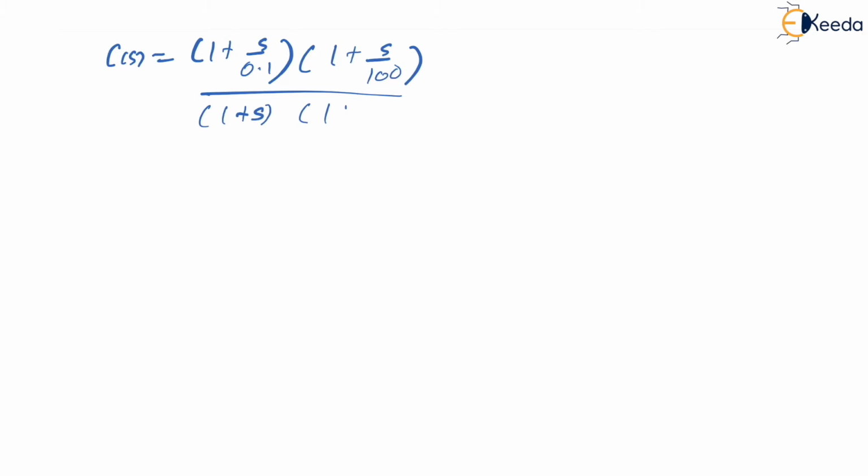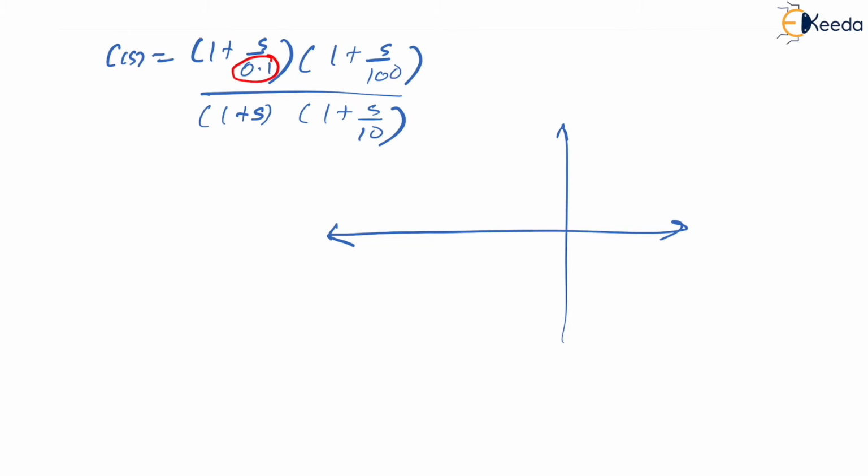For that, let me consider the transfer function itself again. C of S equal to 1 plus S by 0.1. Okay. Now, if I try to draw the pole zero plot, how does it look? You definitely find this 0.1. It is a zero. So you have a zero at minus 0.1. Correct? Now, what happens here? Again, you have a zero at minus 100.